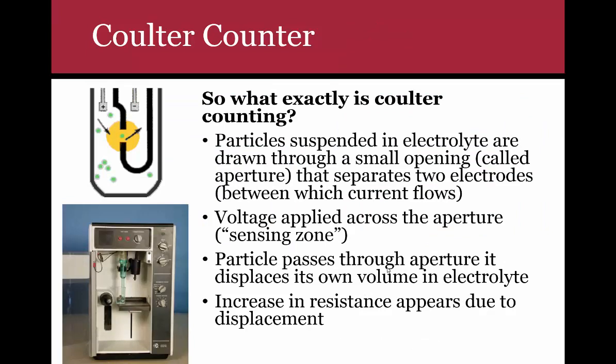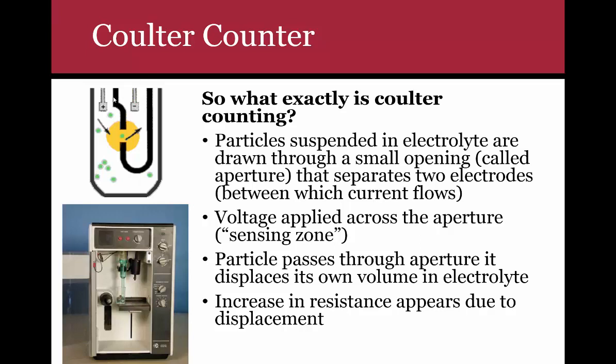Okay, so how does this actually work? On the left here, you have the tube, and the actual apparatus is shown down here on the bottom. The way this works is that you're usually going to have a glass tube where everything takes place. Within that glass tube, you're going to have an electrolyte, and within the electrolyte, you're going to have particles suspended in here. Those are usually the particles that you're interested in. It could be cells, or any other particles that you're interested in measuring that are going to be counted.